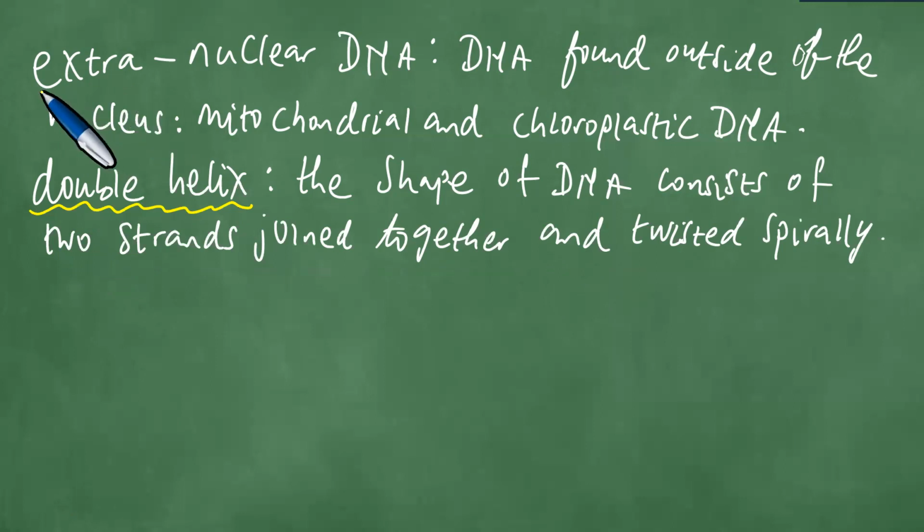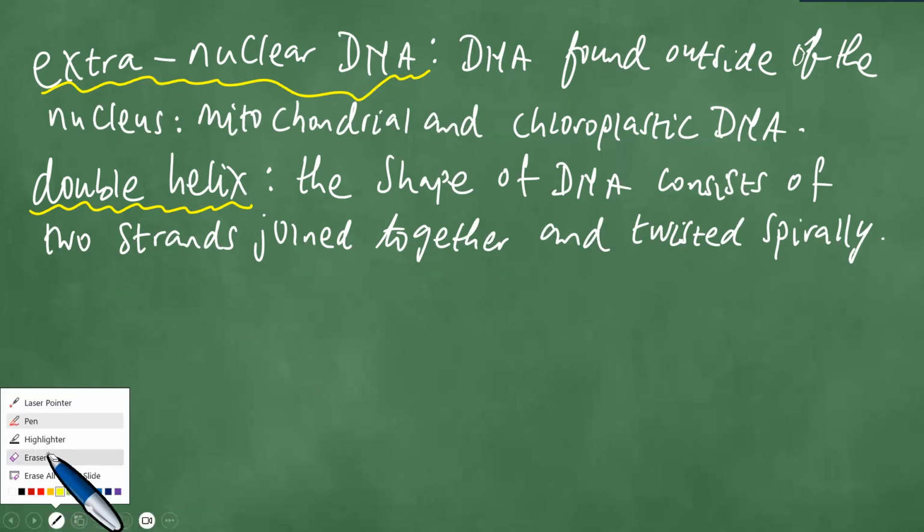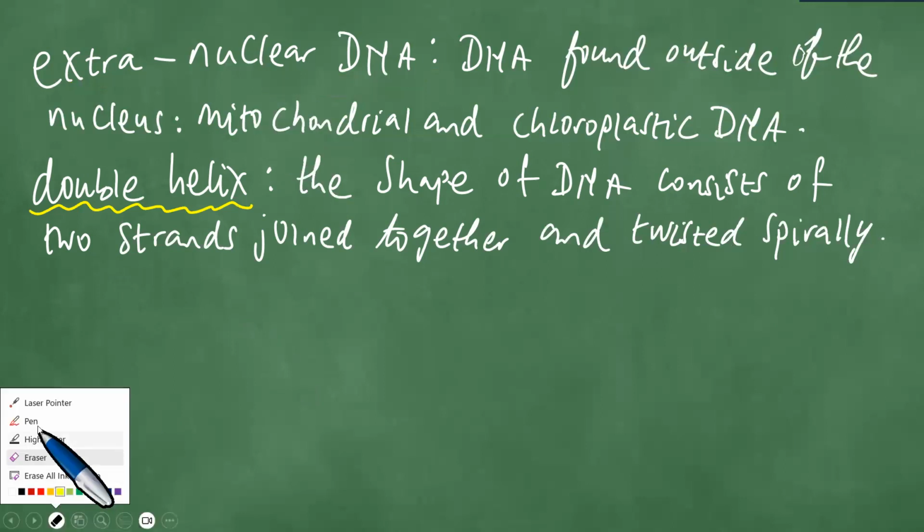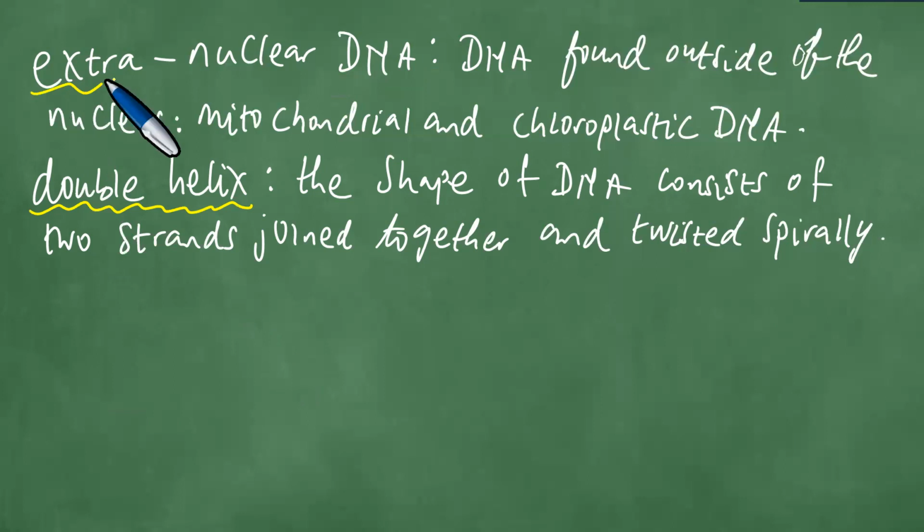And you have the extranuclear DNA. You can see that in view of the extranuclear DNA, a couple of things remain extremely important. The double helix is the shape of DNA, consists of two strands that are joined together and twisted spirally.